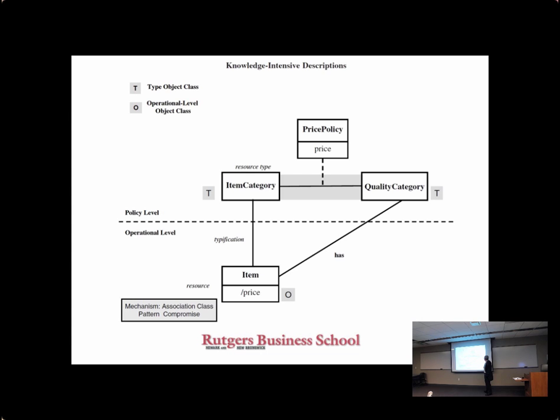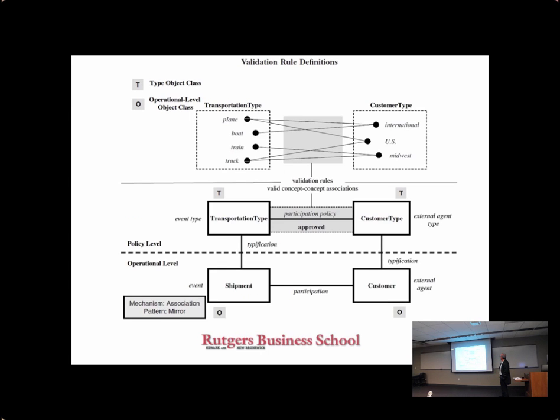Now, in this case, okay, this is the price. This is the derived attribute, right? So again, this is knowledge-intensive description, right? If the price is defined, then that's it. There is really nothing to check or verify. It has to be that price, right? So again, for that reason, this price is a derived attribute. So this is one example, right? This is an example of a validation rule type.